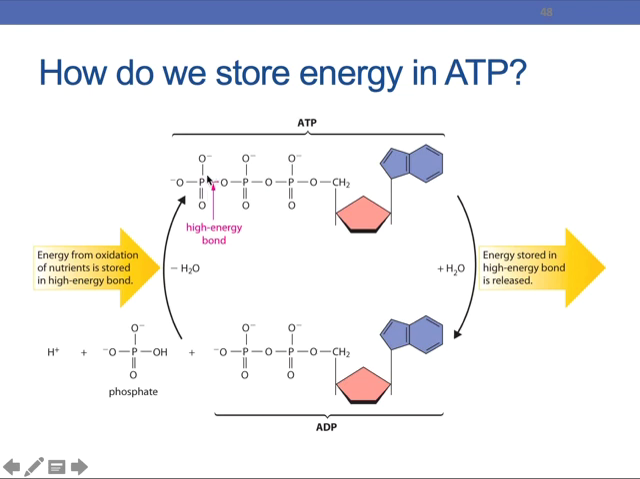So how that energy is stored is that the energy is stored in the third phosphate. The bond formed between the rest of the molecule and the third phosphate contains that energy. That bond is hydrolyzed, so water is added and it breaks the bond. And once the bond is broken, you have the energy being released.